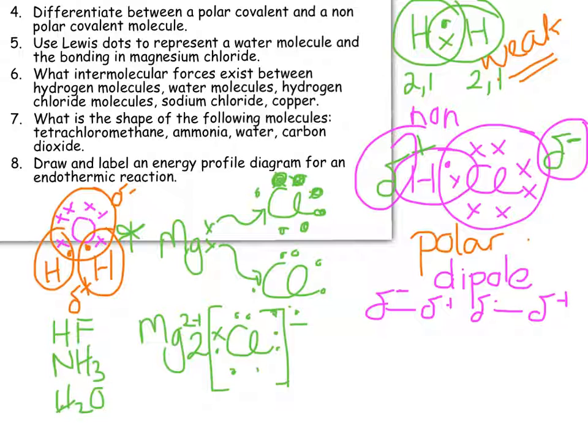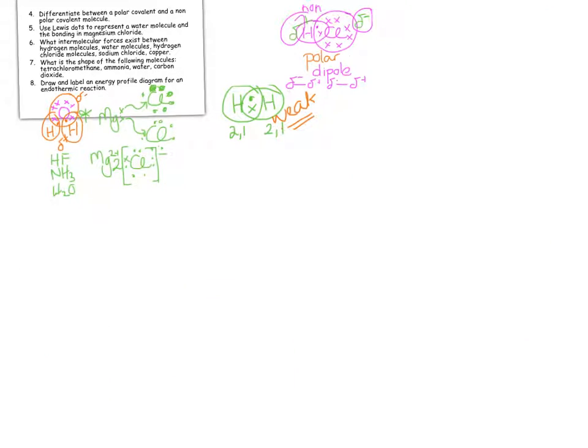Taking a look at number 7, what is the shape of the following molecules? Tetrachloromethane, ammonia, water, carbon dioxide. So our water is easy, it's right here. It's an angular shape. We can see very clearly that these two electron pairs are going to repel the hydrogen atoms downwards a little bit inside the molecule, drawing out some of the other molecules.